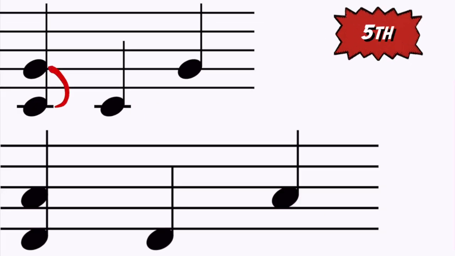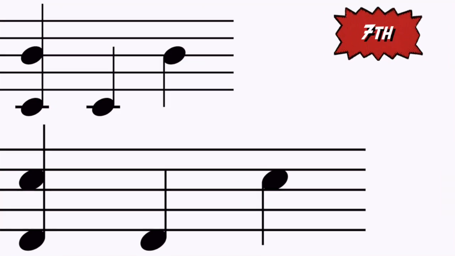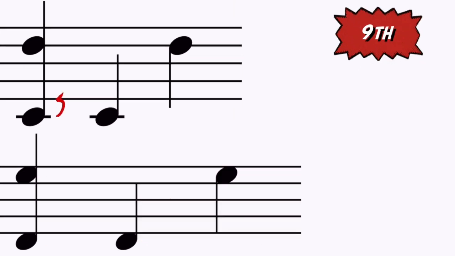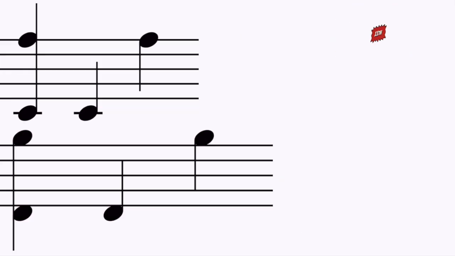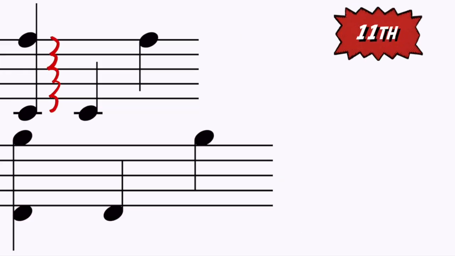The next odd number interval we have is a fifth. Now that skips a line in the middle, so that's skipping our third and going to the next available line or space. Sevenths are another line or space past a fifth. So you've got two lines or two spaces in between the notes. Ninths skip 3 lines or 3 spaces. And then 11ths skip 4 lines or 4 spaces.